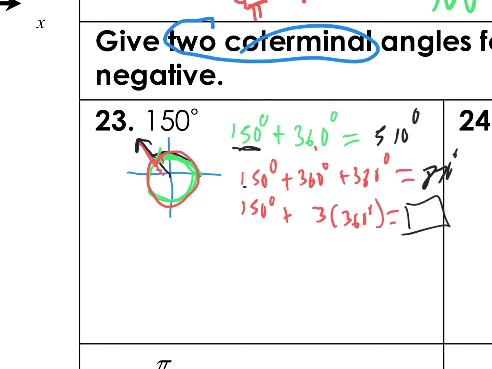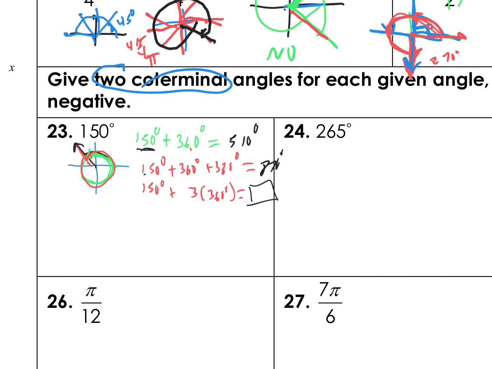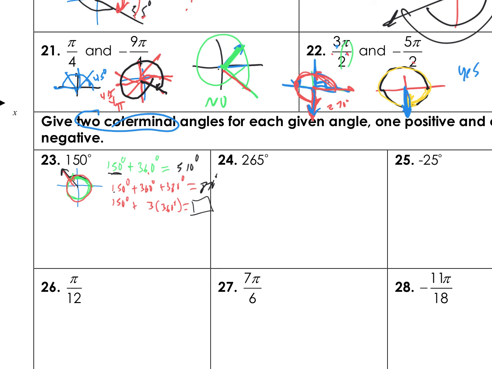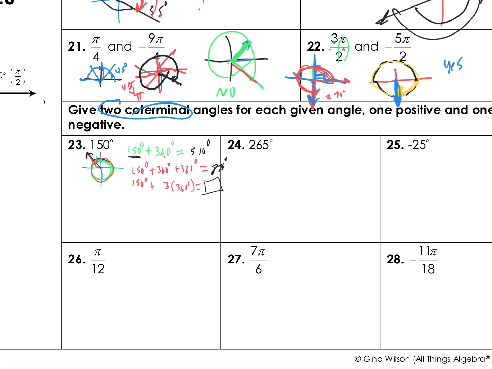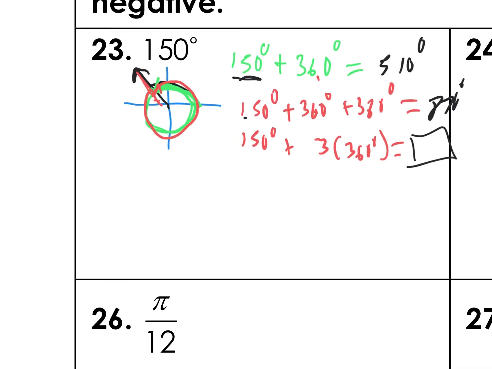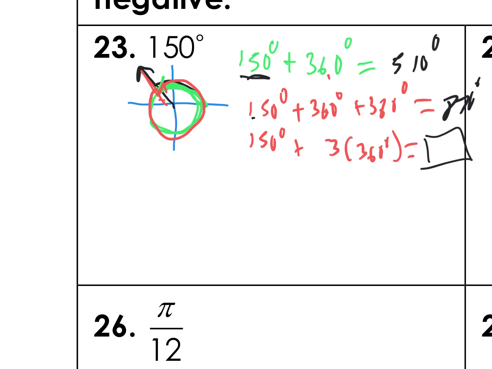But the question was, we were required to do one positive and one negative. And there might be a shortcut. I think Adam had a shortcut. Anybody who knows Adam.